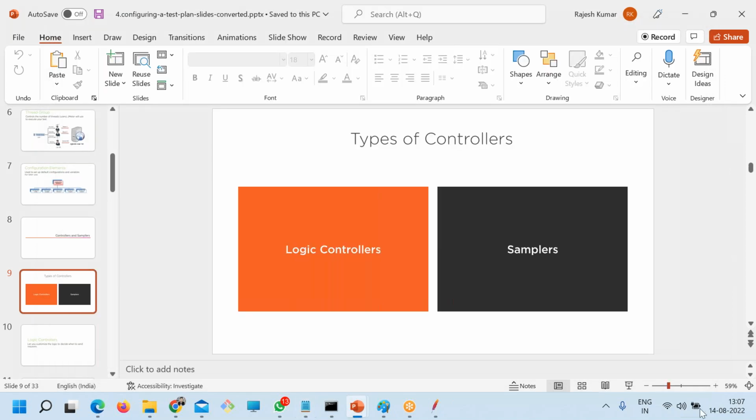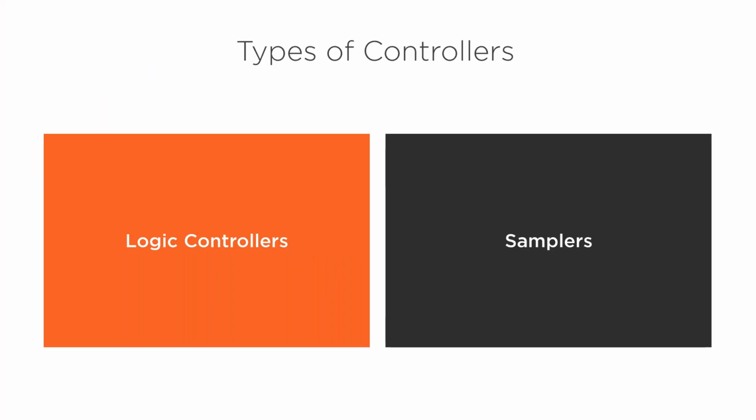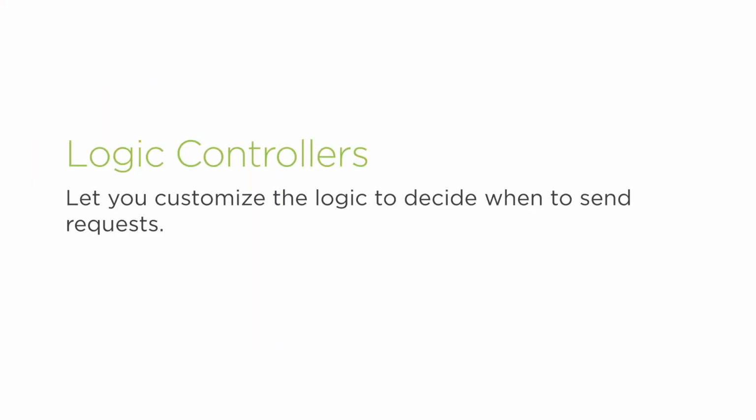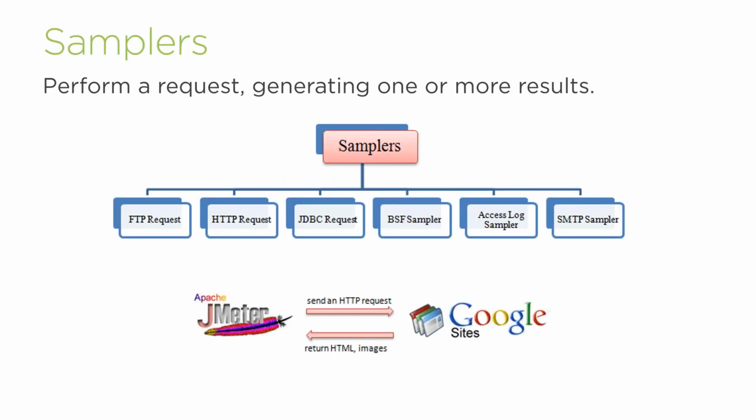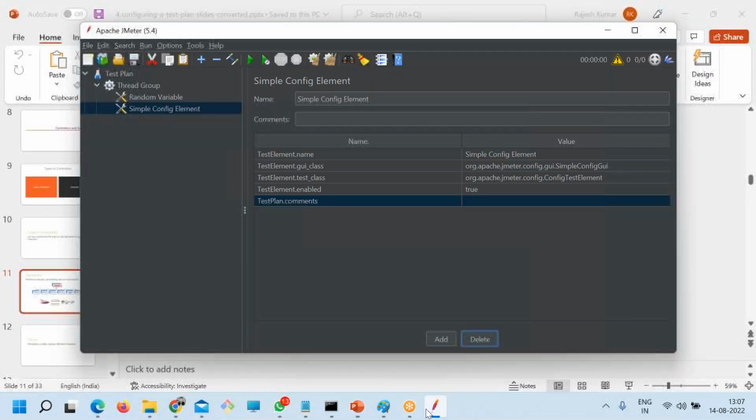So this is something, we have a controller, sampler, logic controller and sampler. Logic controller lets you customize the logic to decide when to send a request. And sampler is basically different types of request, performing a request and generating one or more results. It can be an HTTP request, a JDBC request, an FTP request, an SMTP request, and so on. So now, can we set up a controller?